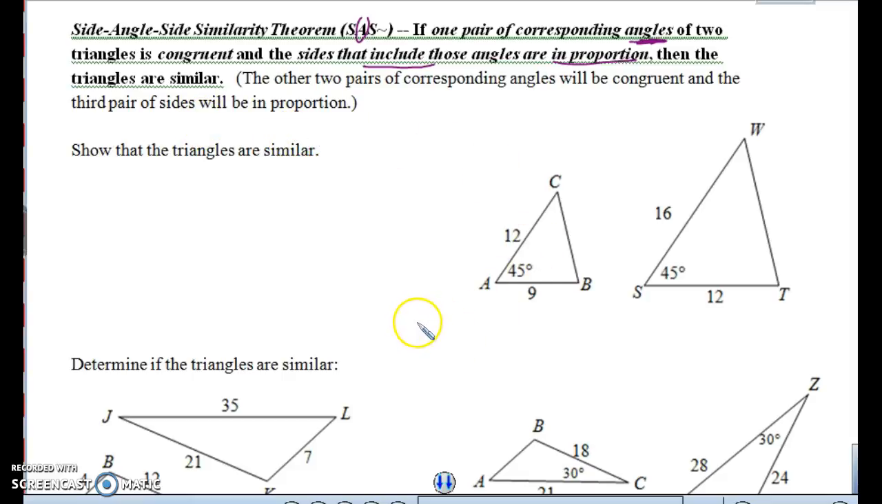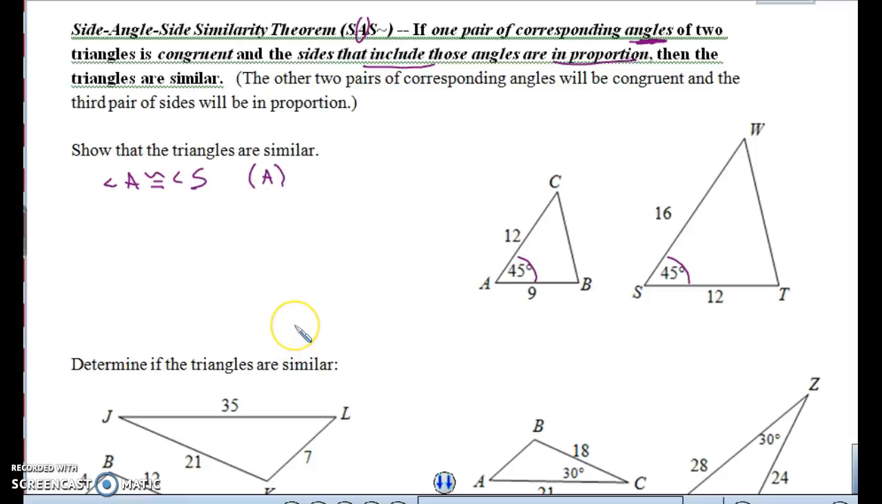So let's show that these triangles are similar. Let's start with the angle. All right, so if we look at angle A and angle S, they correspond. They're in the same place. We have angle A is congruent to angle S. That proves the angle part that we have. So A and S are congruent.